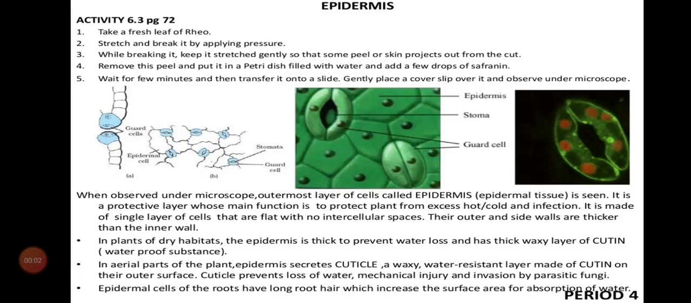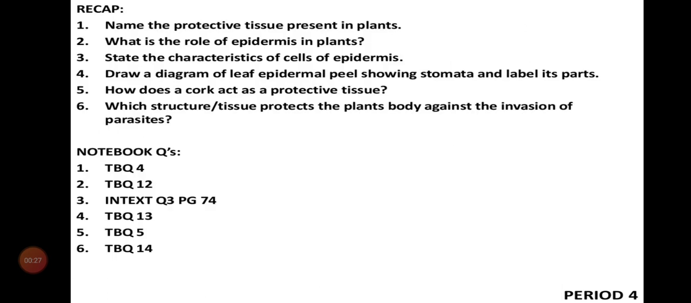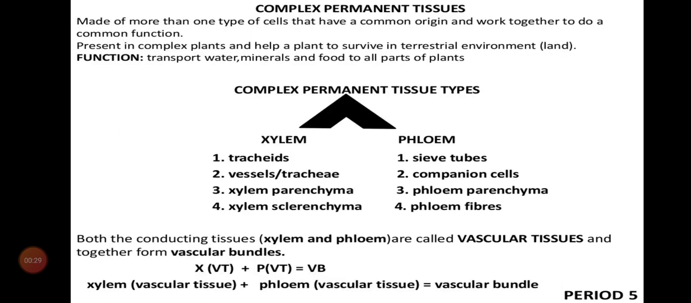Welcome back, children. Last class we learned about the epidermis, the characteristics of the epidermis, and also the role of the epidermis and the role of stomata in the exchange of gases. And we learned about the structures of the epidermis in the root, in the stem, and also in the leaf. In today's class, we shall see the complex permanent tissues.